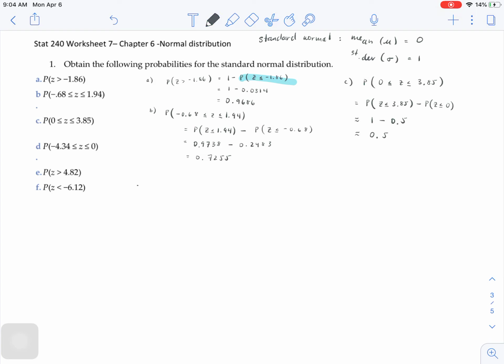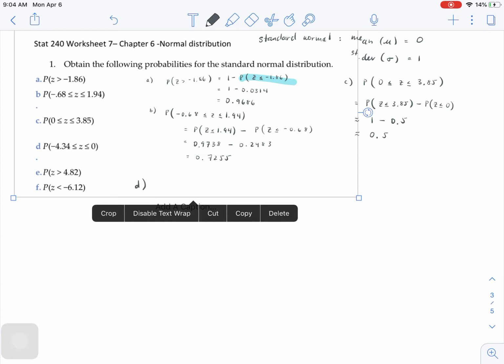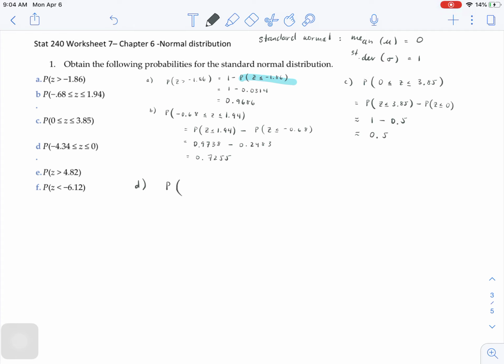Let's go to part D. Part D, we want the area between negative 4.34 and 0. I'll draw myself a picture. So I'll put 0 in the middle because remember that's the mean of the standard normal distribution, so it'll always be in the middle. Negative 4.34 is all the way out here to the left. I'll shade in the region that I want.